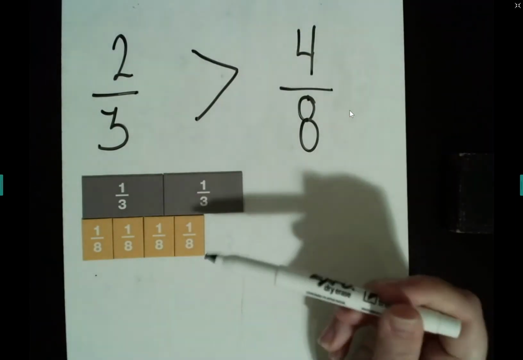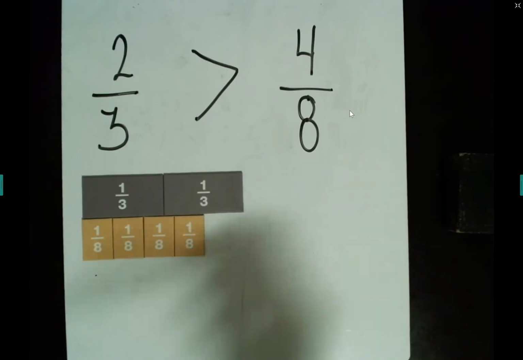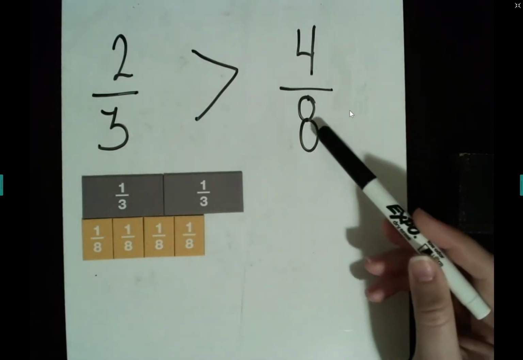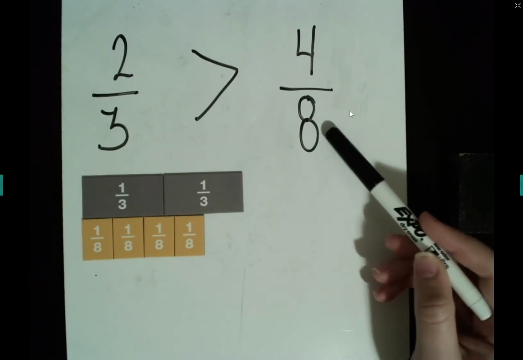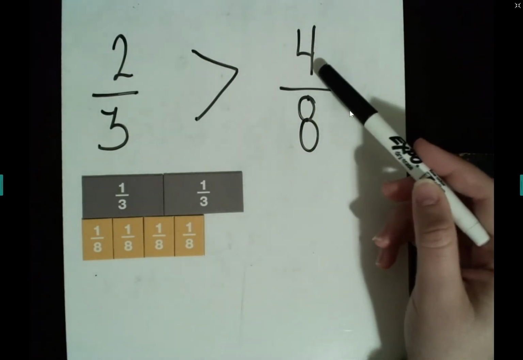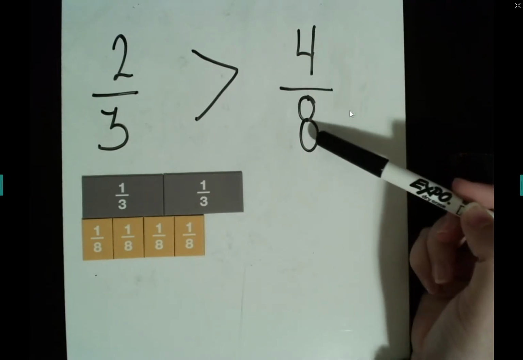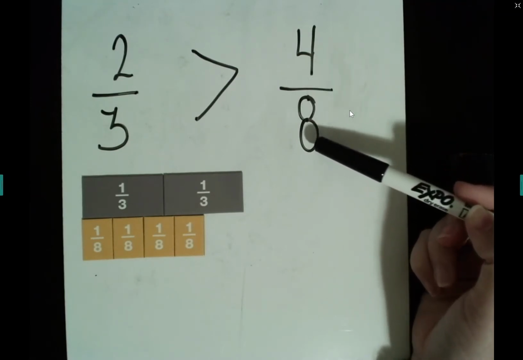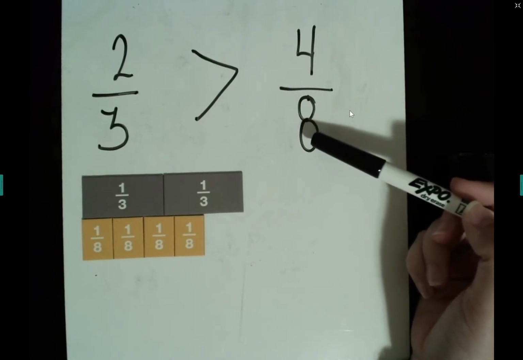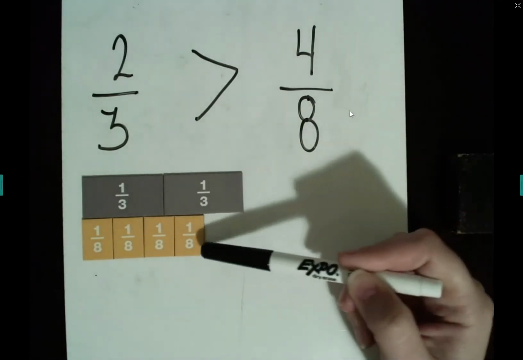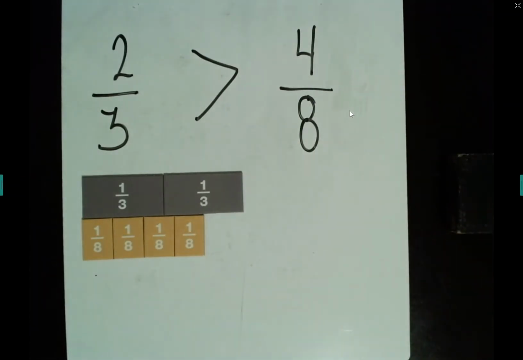The reason that I want you to use these fraction rods right here is because a lot of times students will see this denominator, they'll see the 1/8, and then they'll even see the 4, and they'll be like, oh, this one's definitely bigger because the numbers are bigger. But that is not always true. If you notice when you're looking at your fraction rods and you have them all lined up, the bigger the denominator is, the smaller the pieces are.